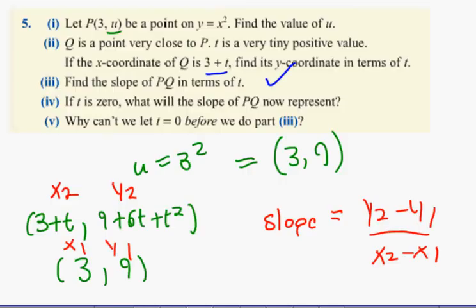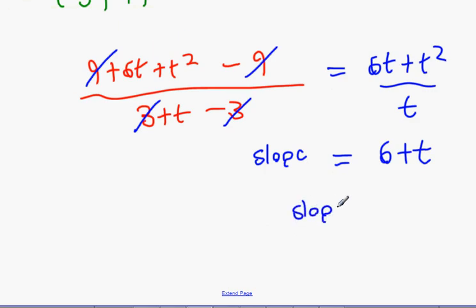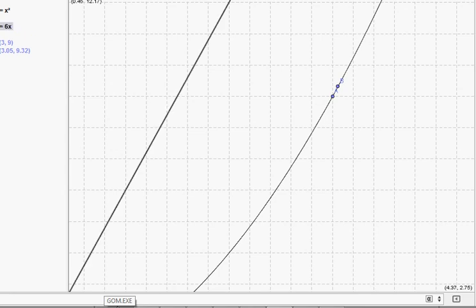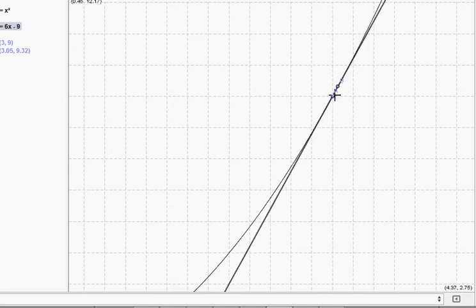So what happens next is, why can't we let t equal 0 before we do part 3? So if t equals 0, guys, what's the slope? Slope is going to be 6. And what you'll find out is, if I draw a line of slope 6, y equals 6x, there's a line of slope 6. And look what happens if I move it into position at A. It's a tangent.